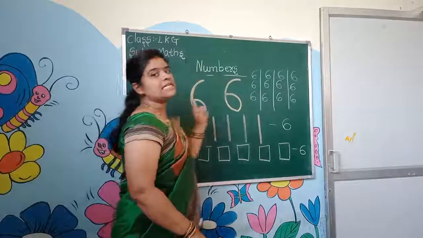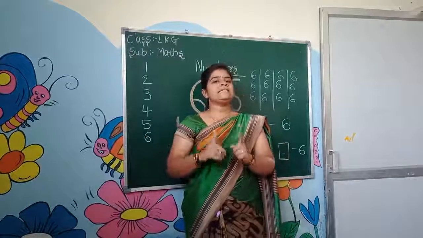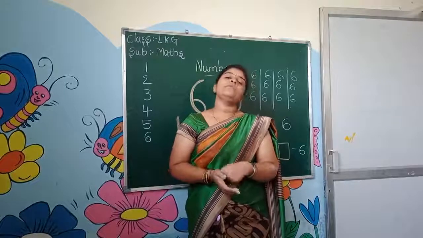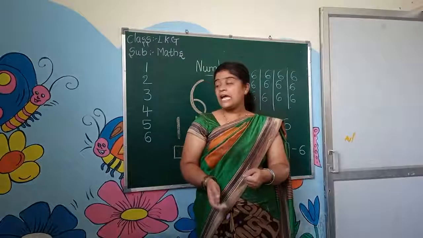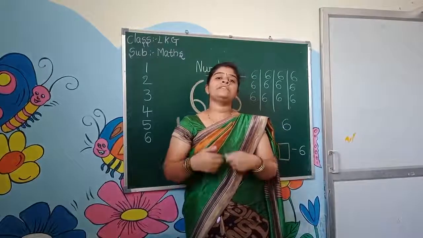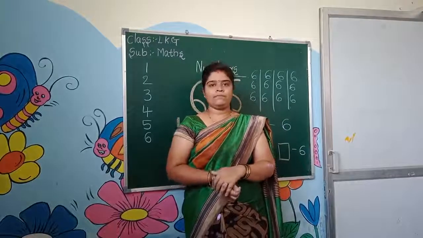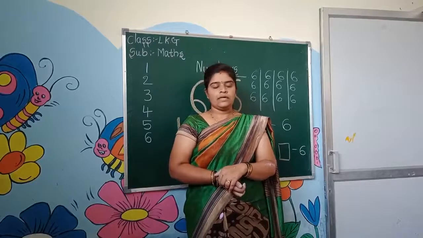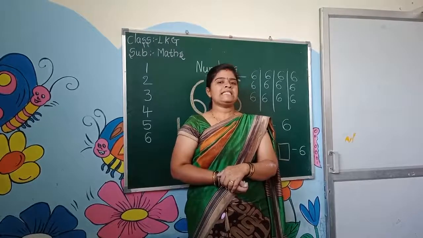1, 2, 3, 4, 5, 6. In the next class, we will start new numbers, after the 6th number. Which number will come? Okay, children? Okay. We will meet in the next class. Bye.